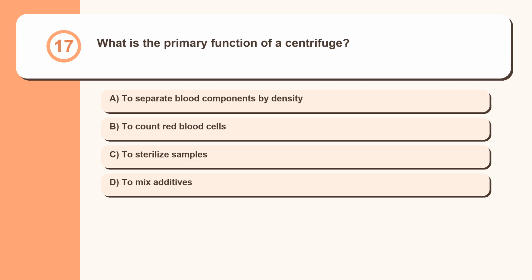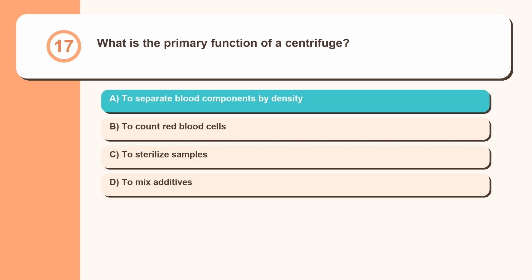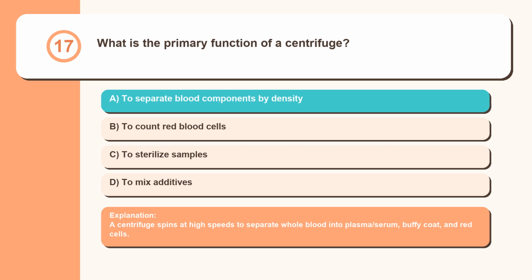Question 17. What is the primary function of a centrifuge? To separate blood components by density, to count red blood cells, to sterilize samples, to mix additives. A centrifuge spins at high speeds to separate whole blood into plasma/serum, buffy coat, and red cells.